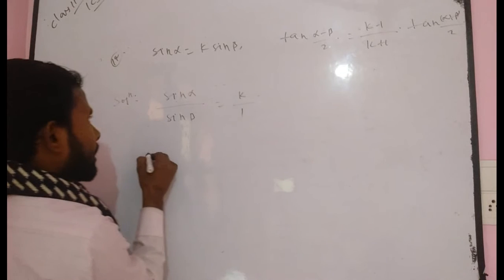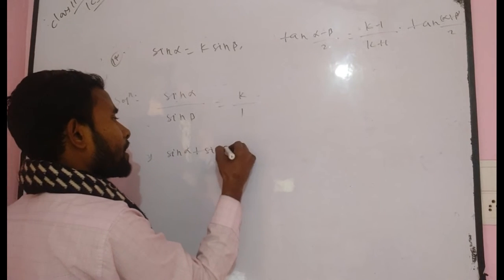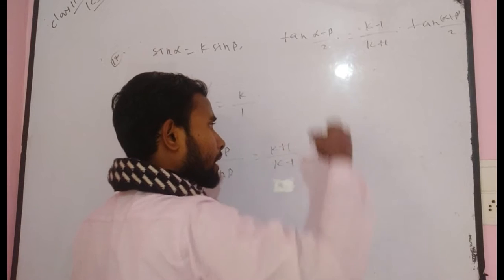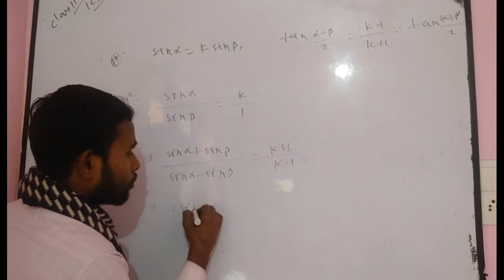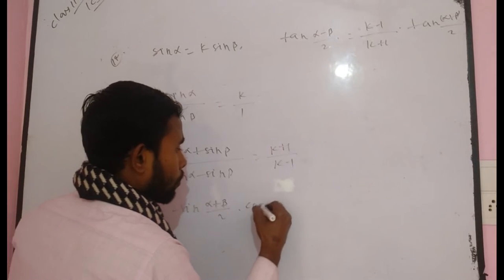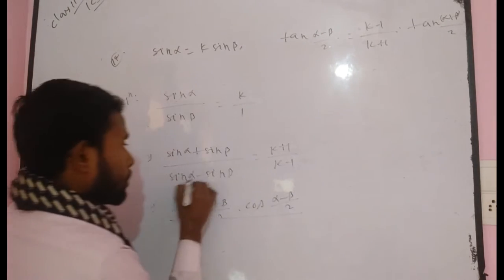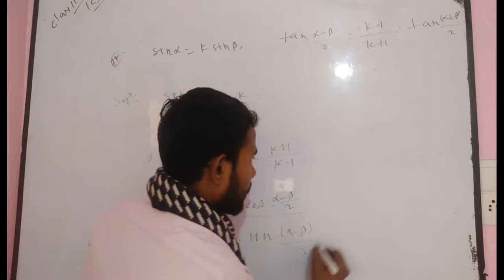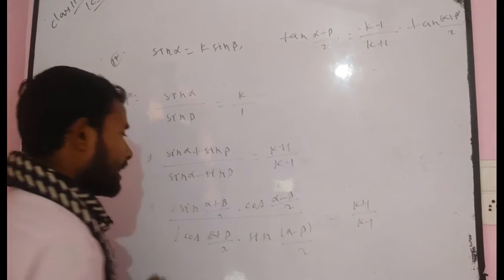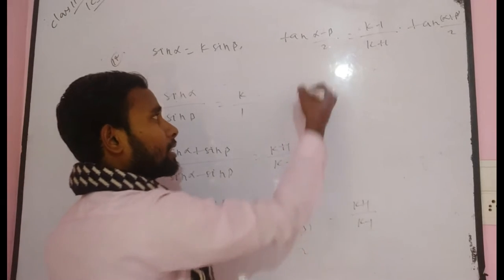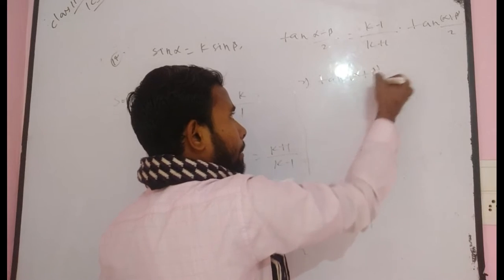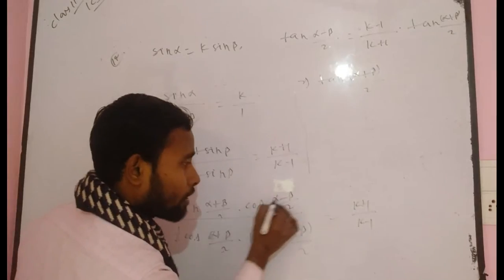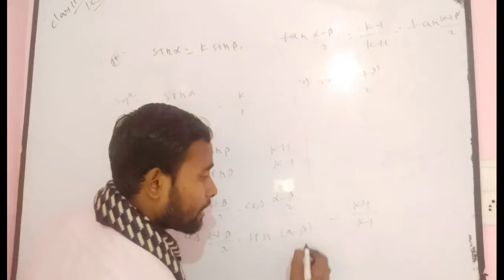Now, after using componendo and dividendo, can you write (sin alpha plus sin beta) by (sin alpha minus sin beta) is equal to (k plus 1) by (k minus 1)? If you write sin c plus sin d is equal to 2 sin (c plus d) by 2 into cos (c minus d) by 2, divided by sin c minus sin d, that is 2 cos (c plus d) by 2 into sin (c minus d) by 2, is equal to (k plus 1) divided by (k minus 1). Here 2 and 2 cancel. Sin (alpha plus beta) by 2 by cos (alpha plus beta) by 2 gives tan (alpha plus beta) by 2, into cos (alpha minus beta) by 2 divided by sin (alpha minus beta) by 2. You can take cos (alpha minus beta) by 2 in the denominator.